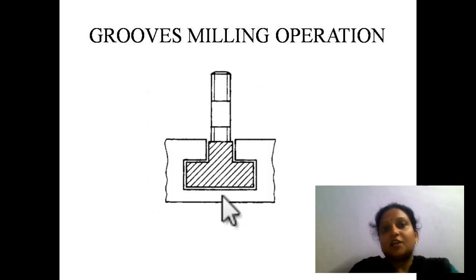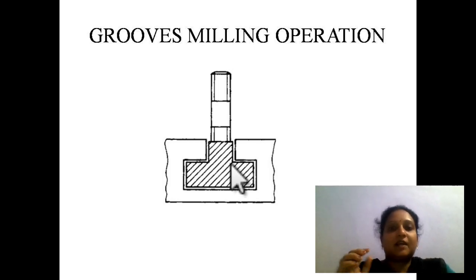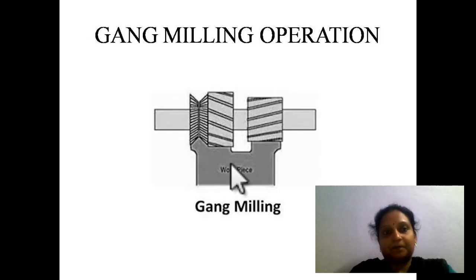Next one is groove milling operation. In case of groove milling operation, we can make some grooves. The groove shape need not be same as shown in the figure. The grooves can be of different shapes, and a groove is something which we make in the middle of the component, not at the corners. Whatever shape of the groove you require, if you are making some internal slots in the component, then we call it grooving.